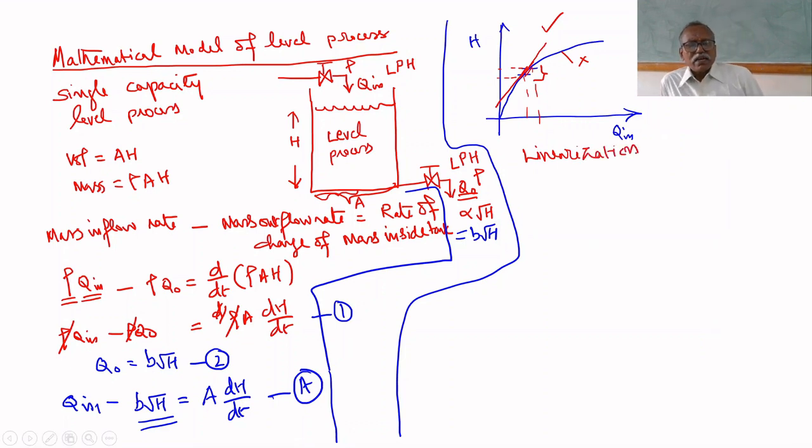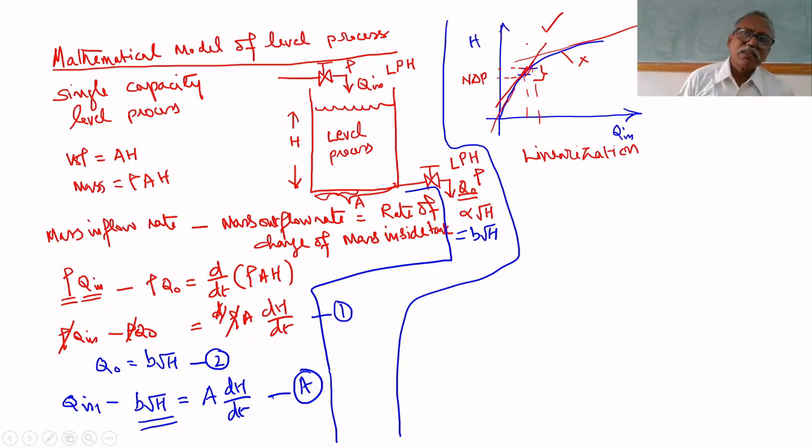So instead of this nonlinear relationship, I want to have a linear relationship about this nominal operating point. If you draw the slope here, it will be like this. If you draw the slope here, it will be like this. So the slope is different at different operating points. That's why we have to obtain the model at the nominal operating point.